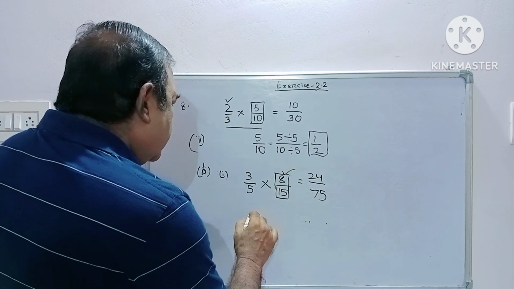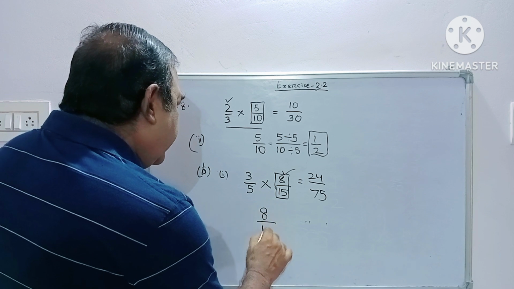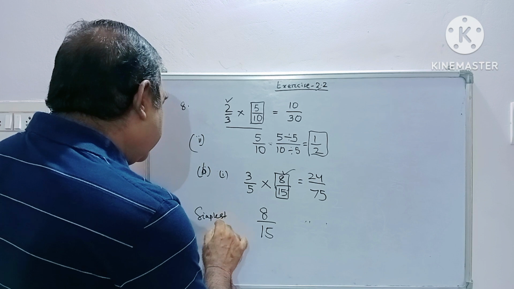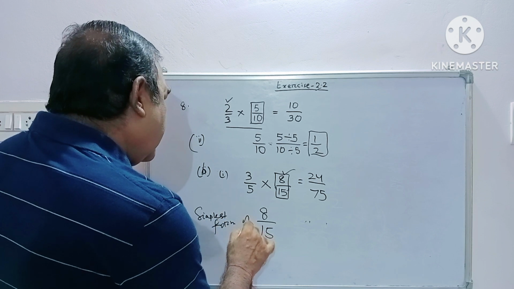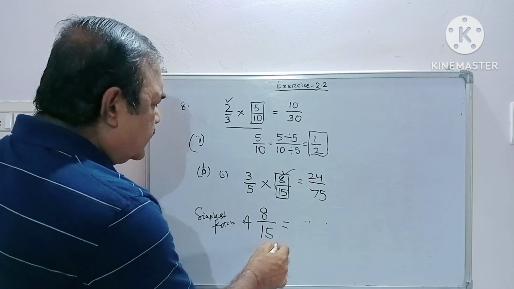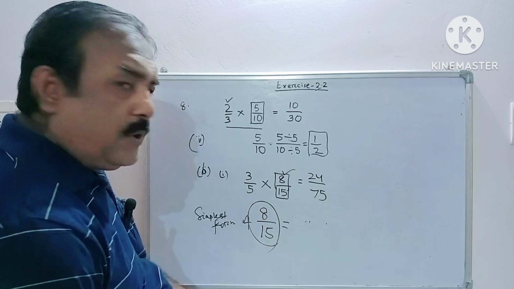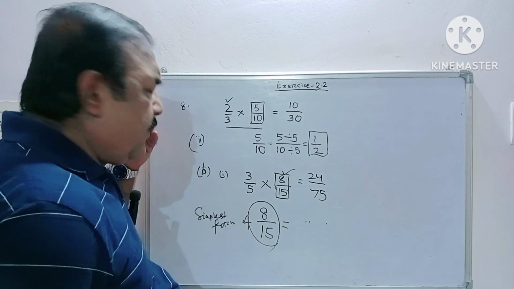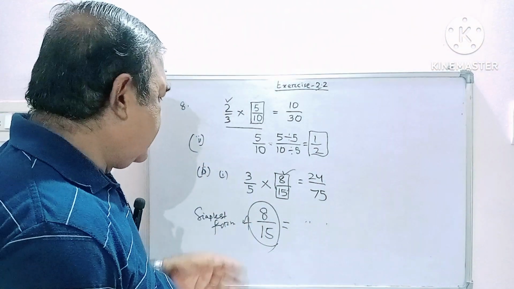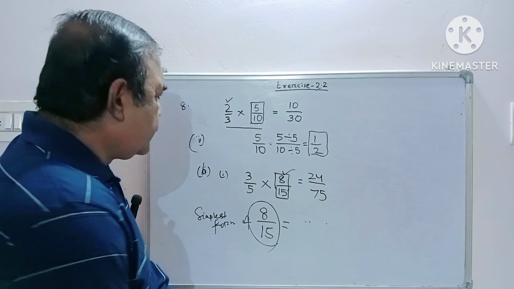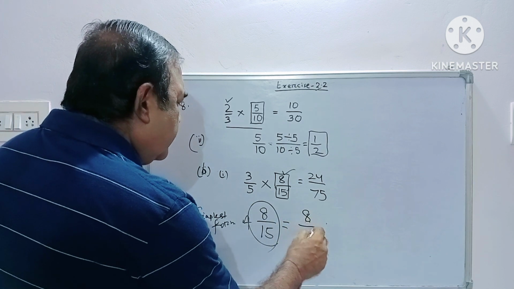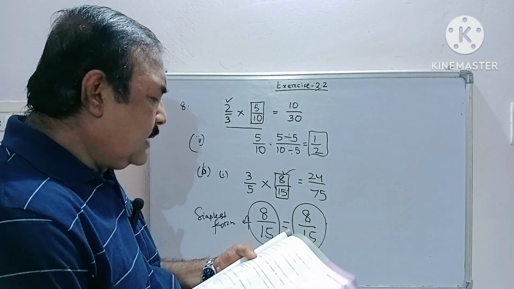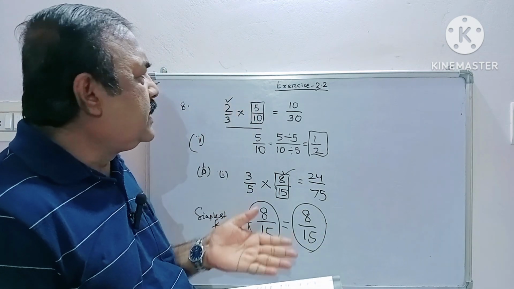But if you write 8 upon 15 in its simplest form, already it is in the simplest form. Why? You see, both the numerator and the denominator have no common factor other than 1. You see, 8 and 15. So in the simplest form, it will also be written as 8 upon 15. So it is all about this, and the questions are too easy for you.